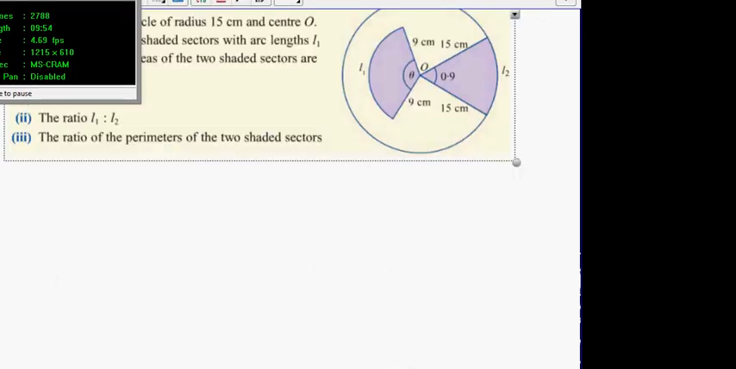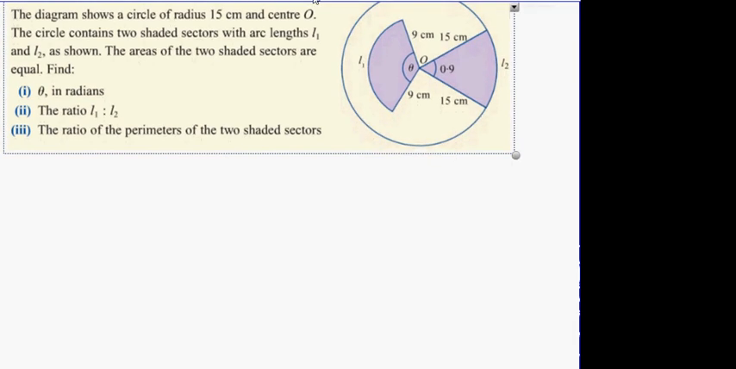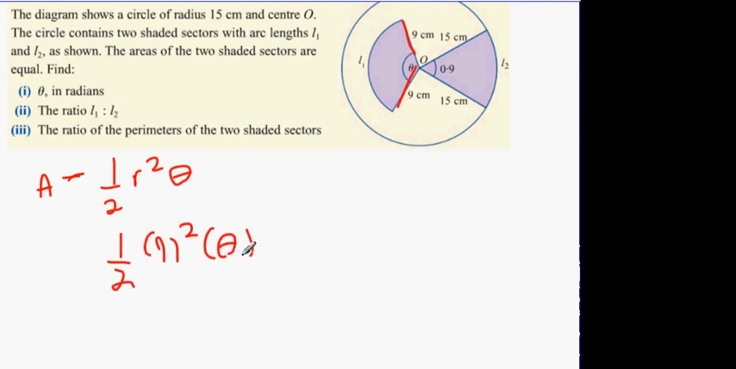Diagram shows a circle of radius 15, and the centre O. The circle contains two shaded sectors with arc length L1 and L2 as shown. The areas of the shaded sectors are equal. Find theta in radians. Well, look, the area is a half r squared theta. The first one has a radius of 9, so it's going to be a half 9 squared times theta, which is 40.5 theta.